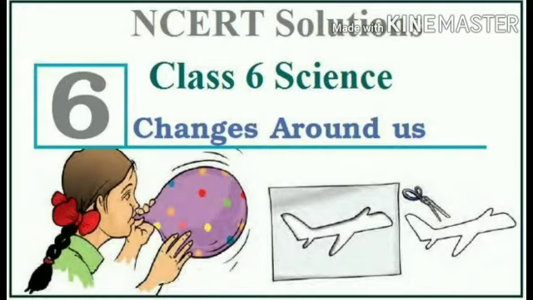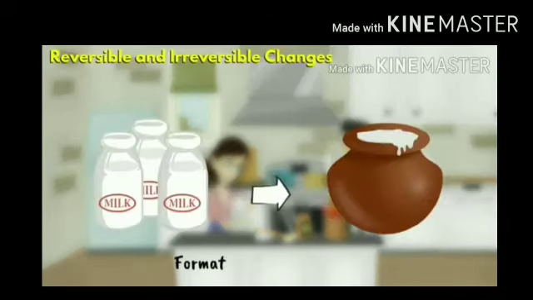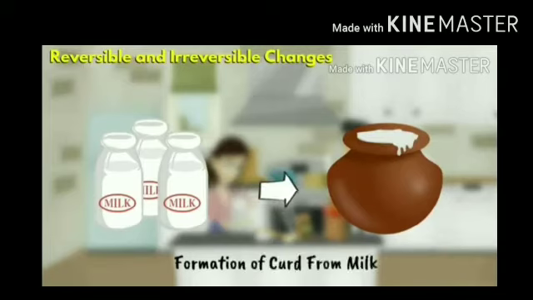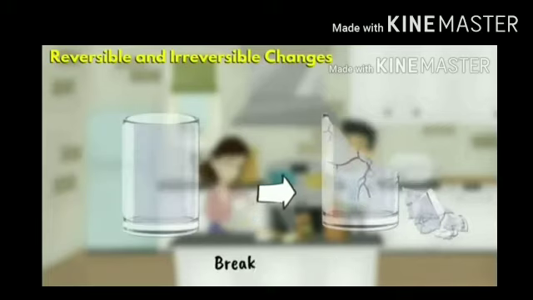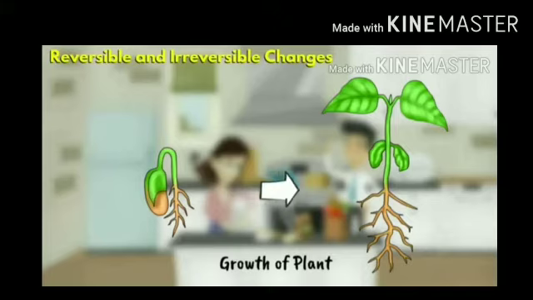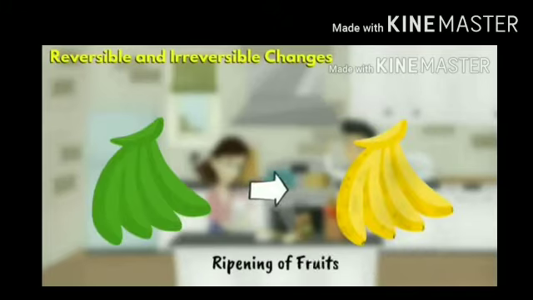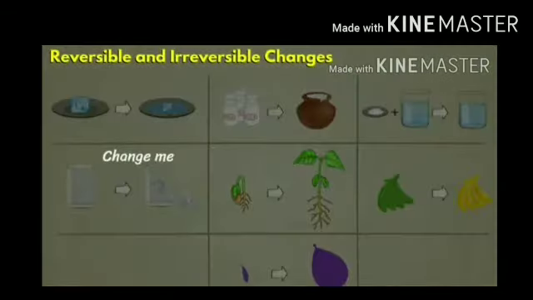In this video, we are going to discuss the topics related to chapter number 6, that is changes around us. In this module, we are going to discuss two types of changes, that are reversible and irreversible changes. On your screen, you can see a number of examples of changes which are happening, like breaking of glass, growth of a plant, ripening of fruit, and blowing of air in the balloon. These are all the changes which happen.